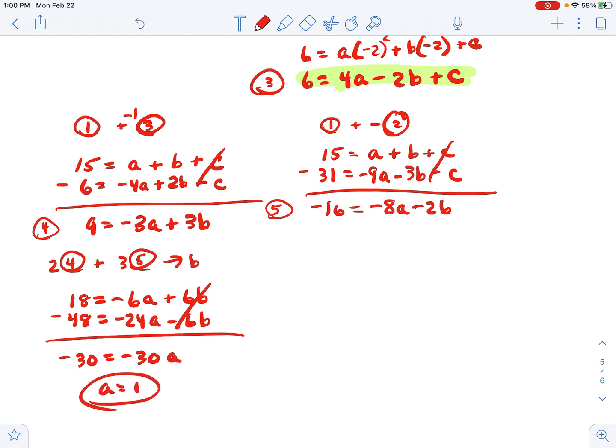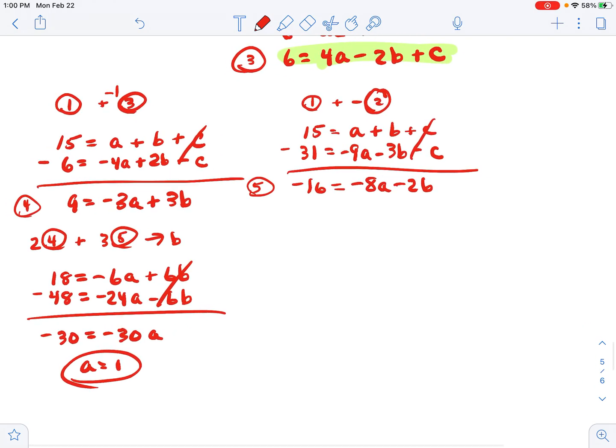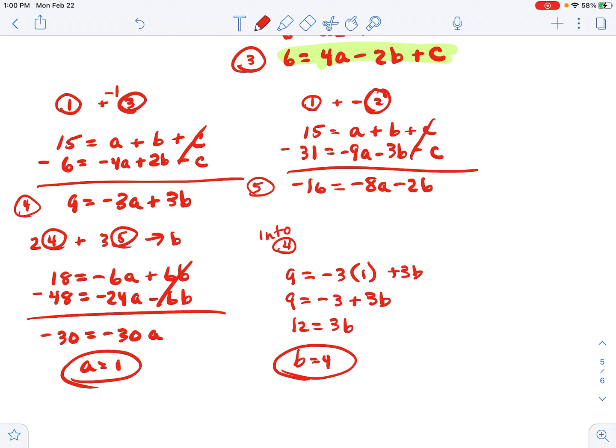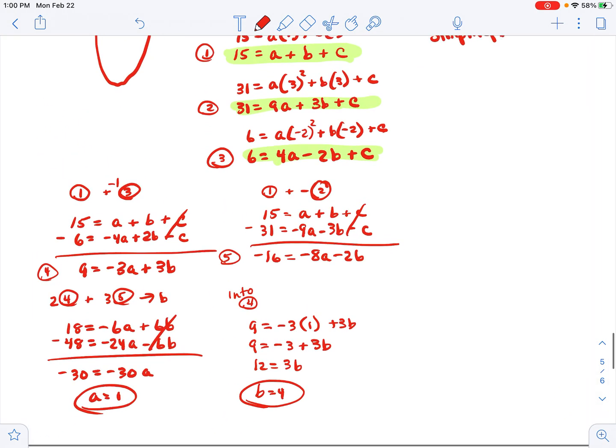Now let's take it back up into 4 or 5. Let's do equation 4. So 9 is equal to negative 3 times a, which is 1, plus 3b. So 9 is equal to negative 3 plus 3b, which means 12 is equal to 3b, and b is equal to 4. And then let's go back into, I like equation 1, because it's a plus b plus c. So 15 equals 1 plus 4 plus c. So 15 is equal to 5 plus c, which means c is equal to 10.